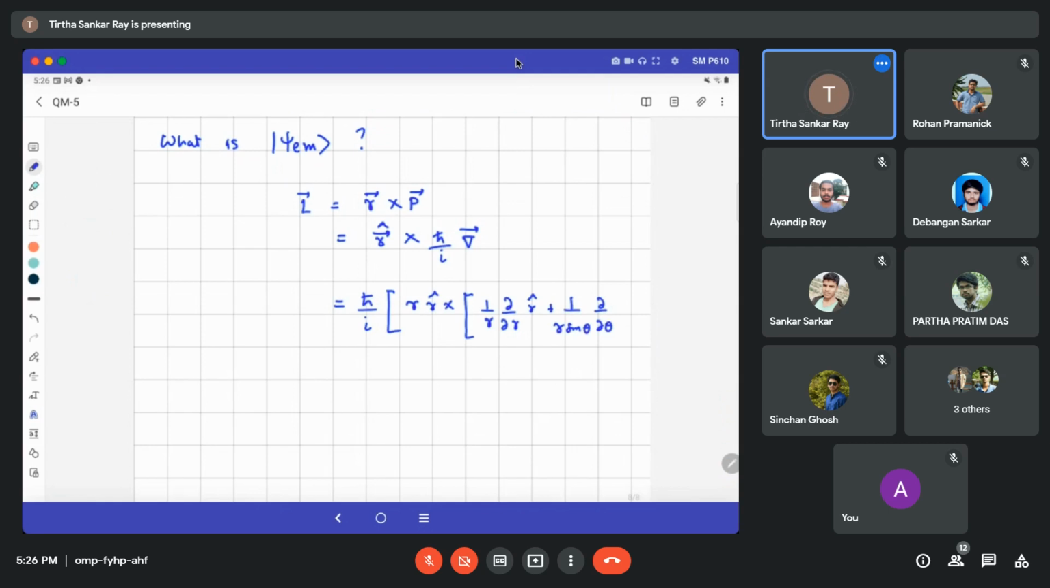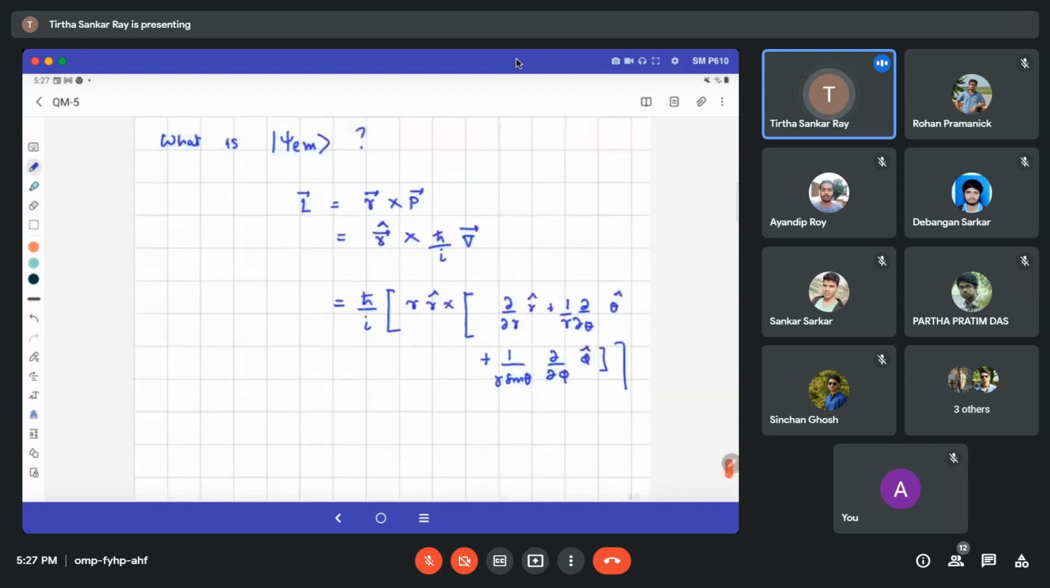Okay, so let me check. This is something that I can never remember. There is no sine, that's what I was worrying, and there is no 1 by r. I am terrible at this. Del theta into theta hat plus 1 by r sine theta del phi hat.